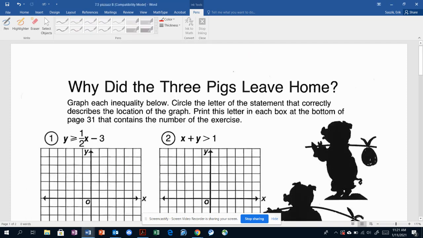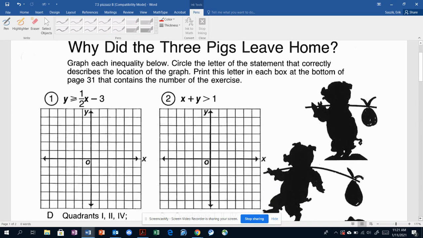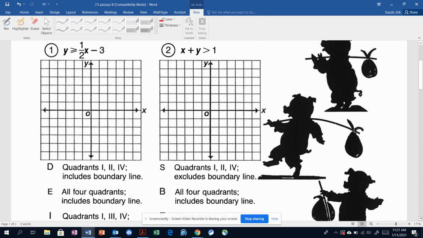And that's kind of the gist of it. I'm going to do a few more over here on this document. This is the same exact type of thing. Remember our quadrants, if you forgot your quadrants, this is the first quadrant. This is the second quadrant. This is the third quadrant. And this is the fourth quadrant.